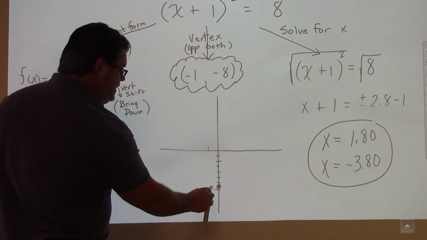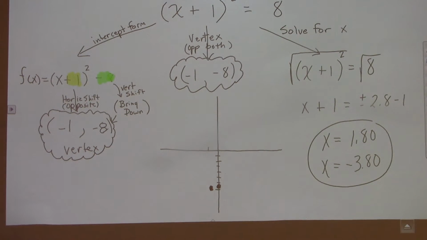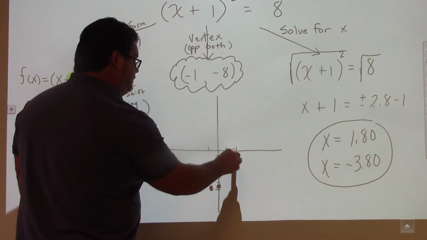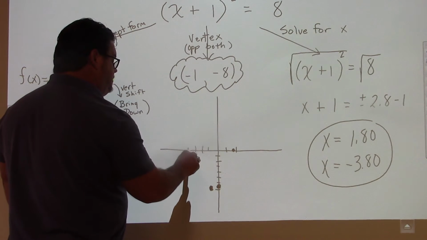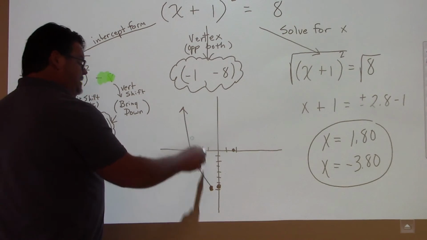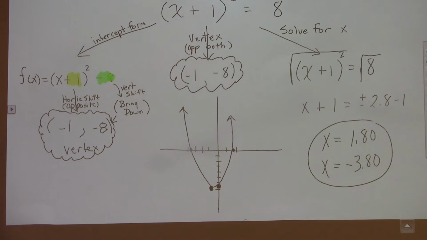Well, it needs to be down a little bit, sorry. My graph is really not that good because I don't have any graph paper. 1.8 and negative 3.8. Now, what will the sketch tell you? It'll tell you if you got anything wrong because the points won't line up. And there's your parabola.